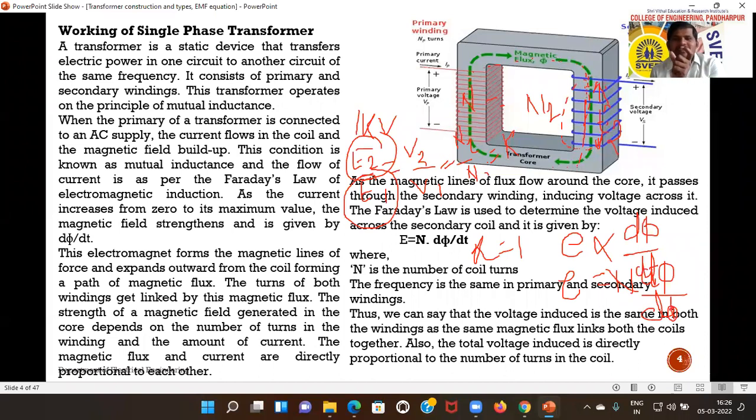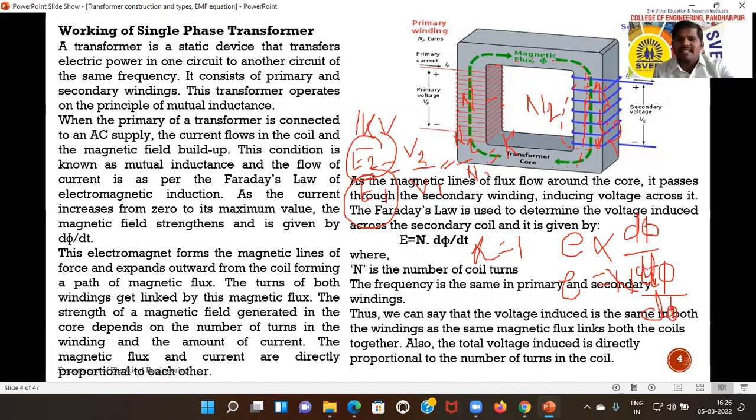So in the definition, the transformer is a static device which can transfer power from one circuit to another circuit with change in its voltage or current, but without change in its frequency. Its voltage or current changes, but its frequency never changes. So that means we are maintaining the frequency constant. We are changing voltage or it may be current.